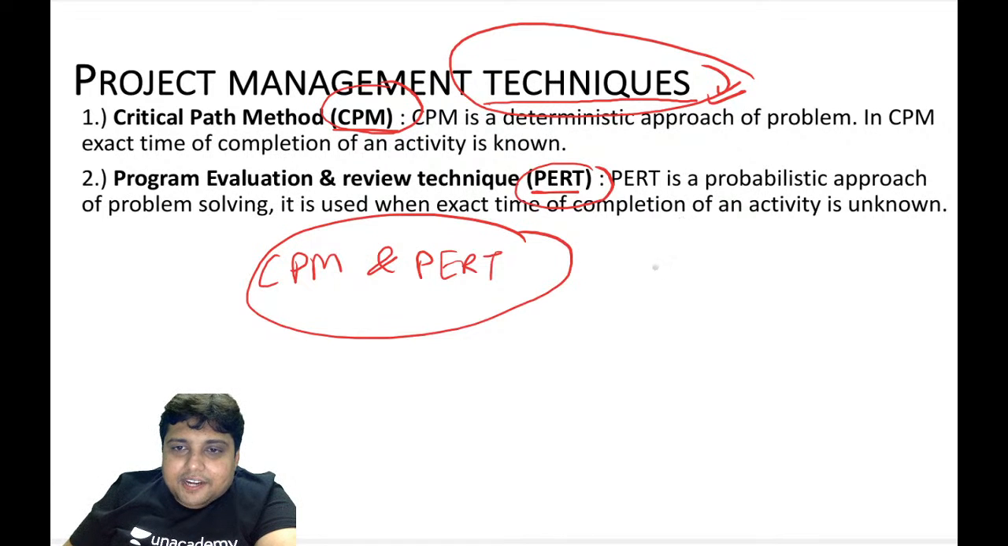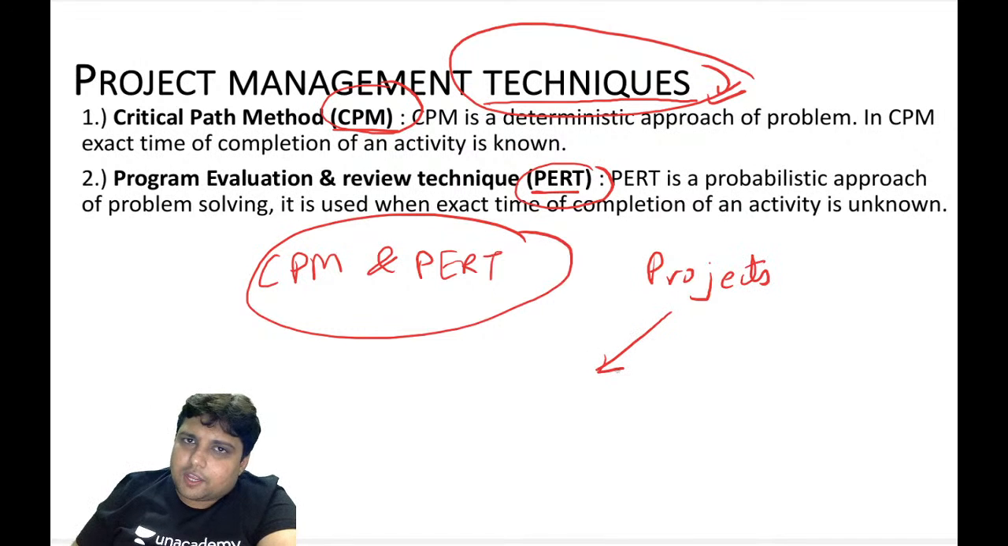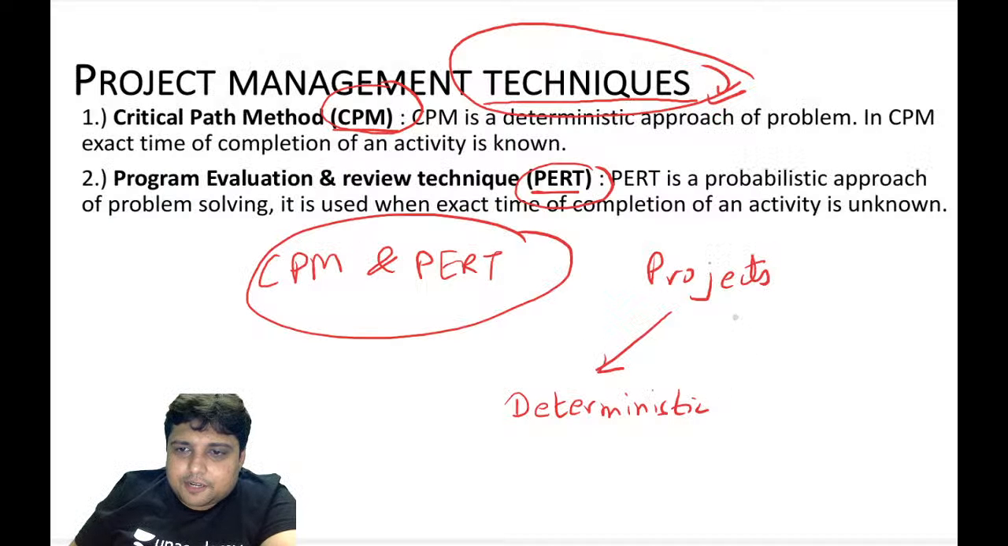Because projects are of two types. I will share this PDF at the end of the class. Don't worry. You will get each and every definition. You will get each and every part that I have written in these notes. Okay? There are two types of project. One is a deterministic project and the other is a probabilistic project.